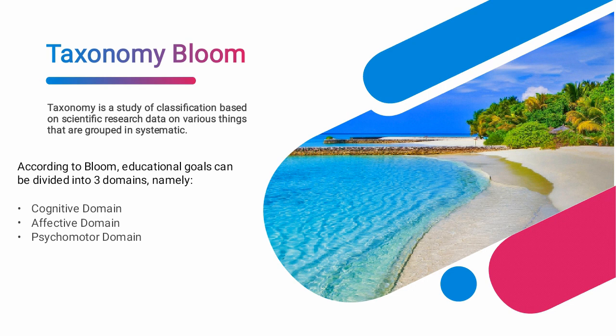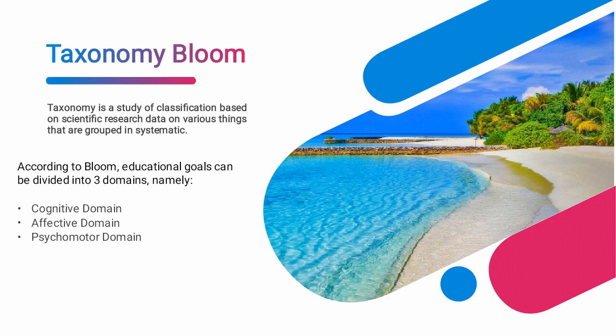And the last point is Taxonomy Bloom. The definition of Taxonomy Bloom is a study of classification based on scientific research data on various things that are grouped systematically. According to Bloom, educational goals can be divided into three domains, namely cognitive domain, affective domain, and psychomotor domain.